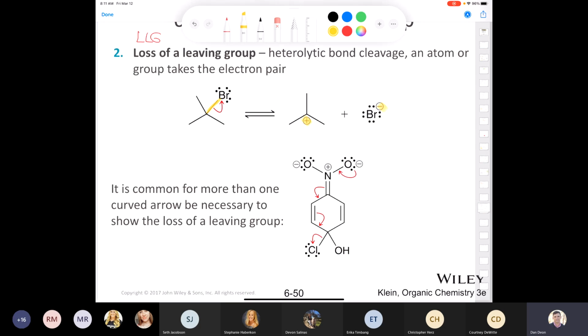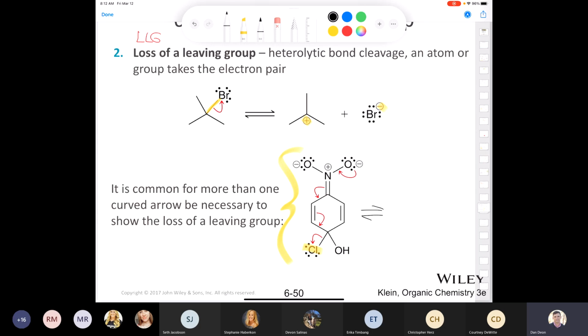But loss of a leaving group can have more than one curved arrow. Here's an example, okay? It says here that you can have more than one curved arrow to show the loss of a leaving group. And if you're wondering, whoa, this looks pretty crazy, Mr. Dion, you got 4 curved arrows. I'm not sure what that is, okay? But that's a nitro group on the end here. And what's happening is the chlorine is being lost as a chloride here. Okay, the chlorine is being lost as a chloride, but we have to draw all 4 of these curved arrows in order to show the chlorine being lost as the chloride.